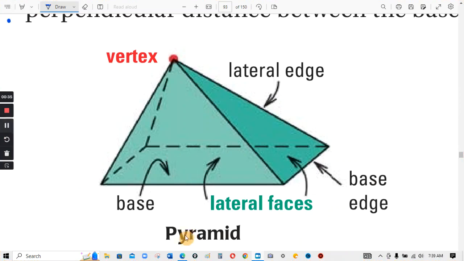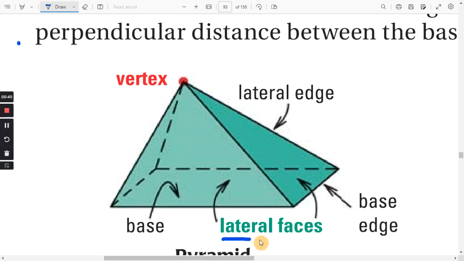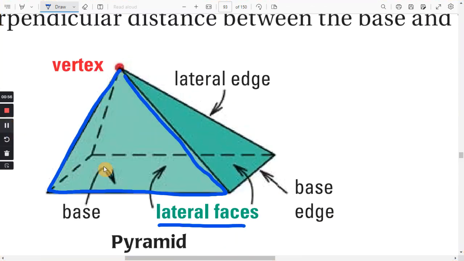Okay, so here's the drawing of a pyramid. And we see the lateral faces are triangles, okay? So you can trace the triangle right here. The lateral faces are just triangles. All right, the base right here can be any polygon.